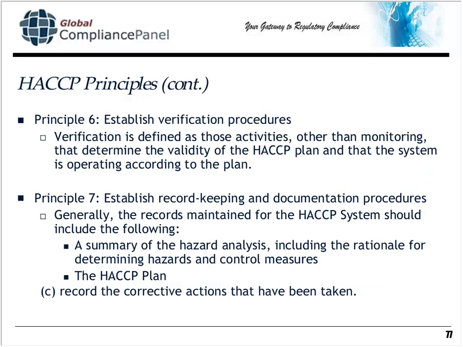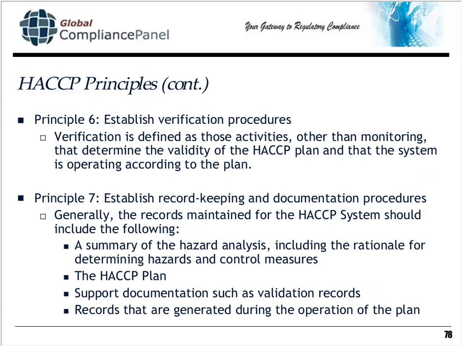Then you are going to establish verification procedures. How do you know that you followed the plan? And then principle number 7, you're going to establish record keeping and documentation. This is a classic quality management system. If you didn't write it down, it didn't happen. That's what the inspectors are going to look for.